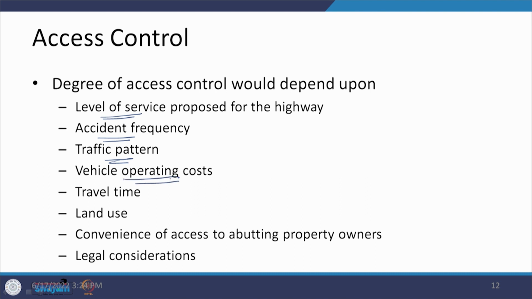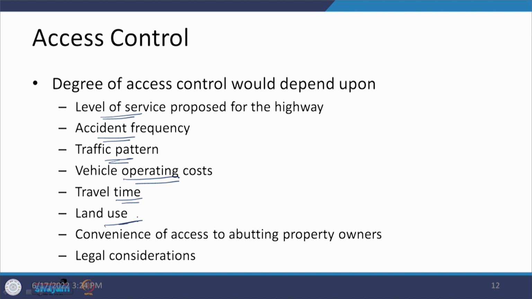Vehicle operating cost, because if again and again there is braking, clutch use, acceleration and deceleration, then the cost of operating a vehicle is going to increase, and we should try to minimize these things. Travel time is of course related with the speed. If the speed can be maintained, the travel time can be reduced, but if it is not the case, then there is going to be a delay.